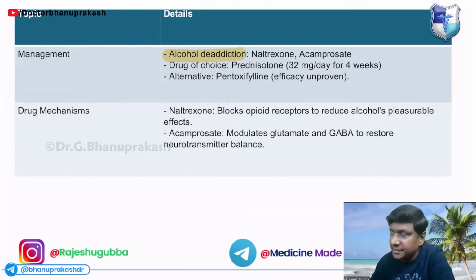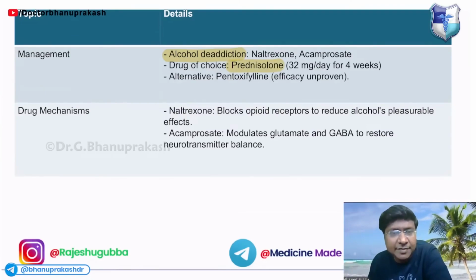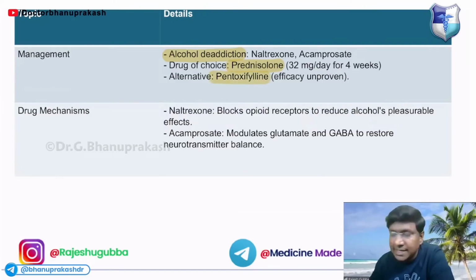In any form of hepatitis, in the sense alcoholic hepatitis, what you need to give is prednisolone. If the patient has some contraindications because of development of Cushing syndrome, then you need to start pentoxifylline, right? So this was about your alcoholic hepatitis.